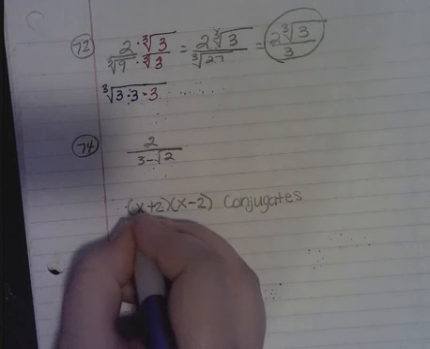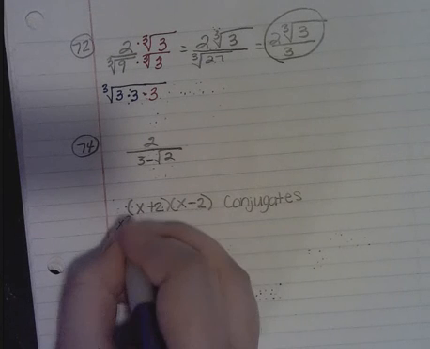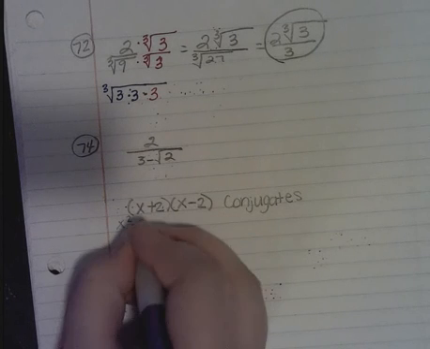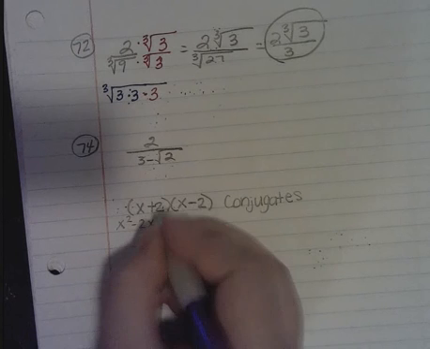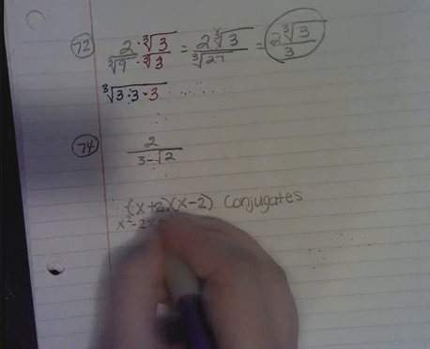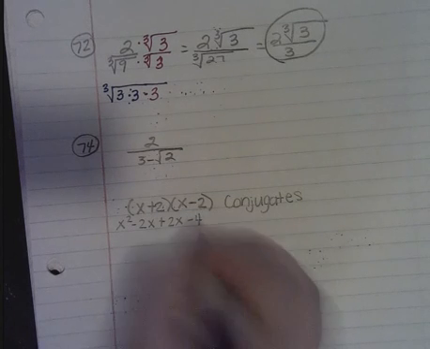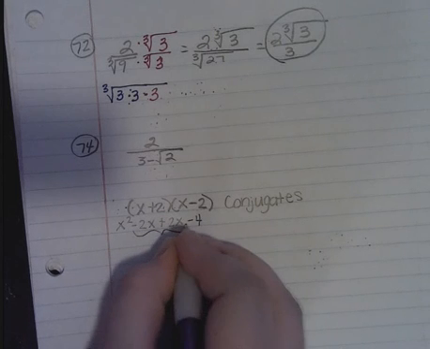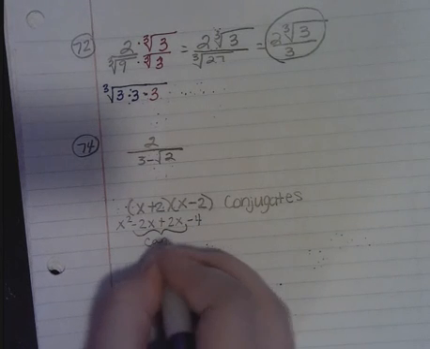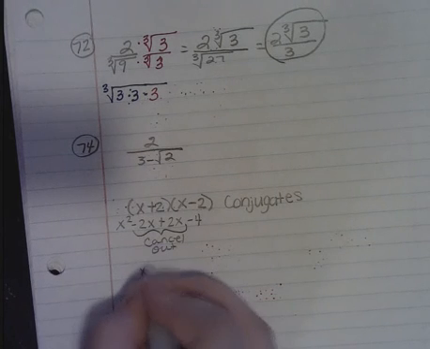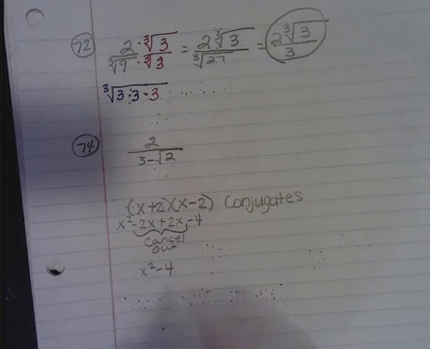X times x gives me x squared. X times negative 2 is negative 2x. Then I have 2 times x, which is 2x. 2 times negative 2, which is negative 4. You will notice that these two terms are going to cancel out. So I'm now left with x squared minus 4. You will notice that this will help us in solving number 74.